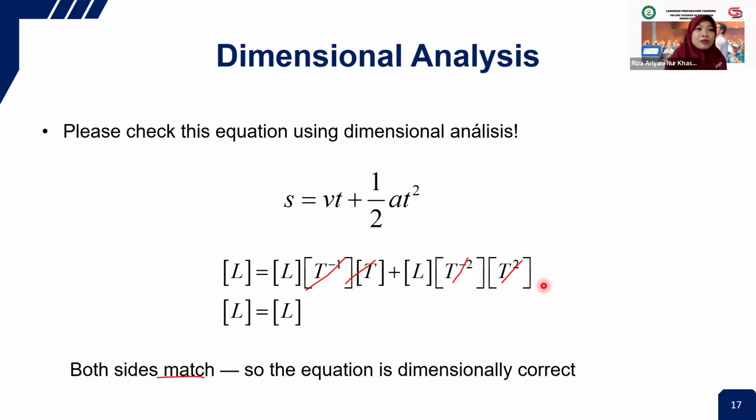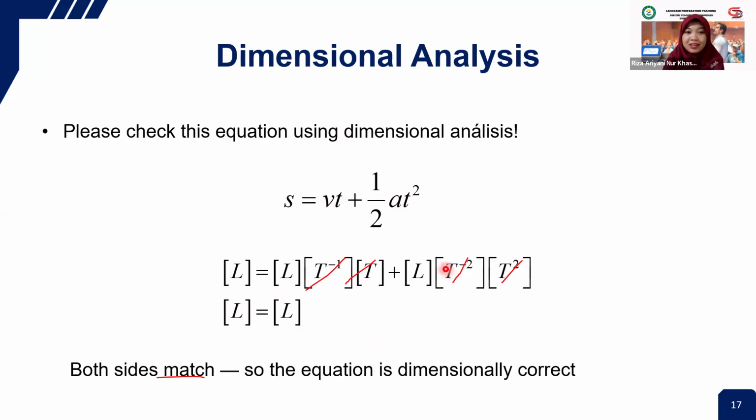Okay, so now please check the equation using the dimensional analysis. What is the formula? Yes, correct. This formula is the distance for the accelerated linear motion. Yeah, we can check the dimension on the left side and on the right side. And finally, we get the same dimension on both sides. It means the equation is dimensionally correct.